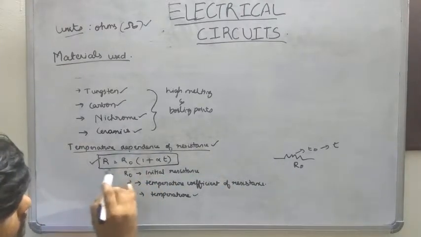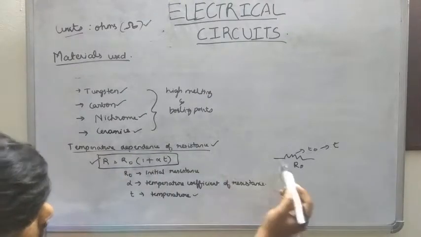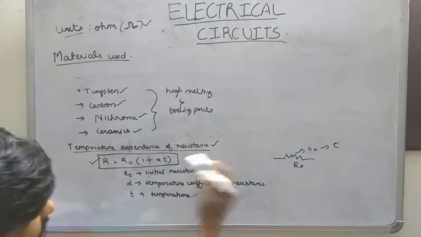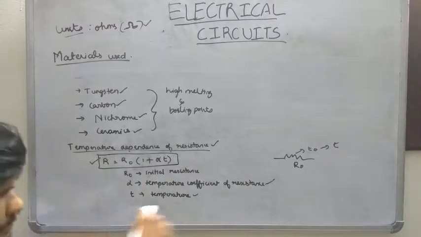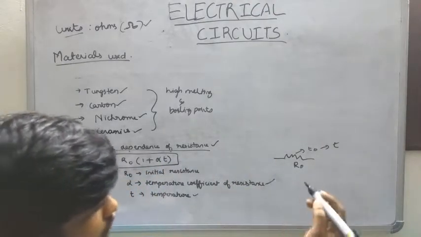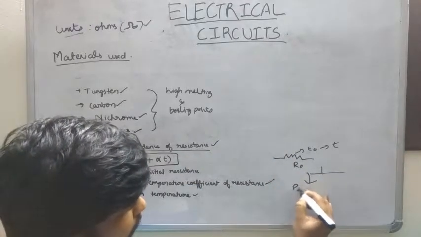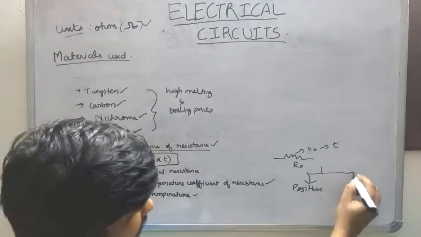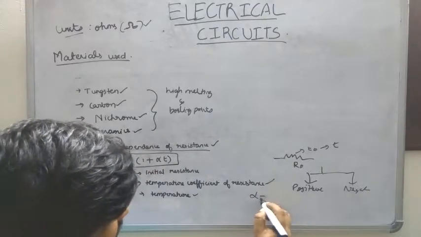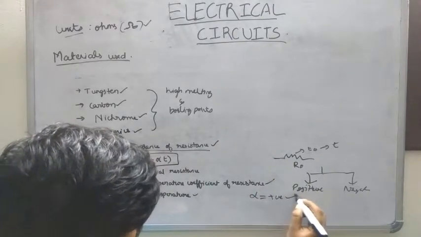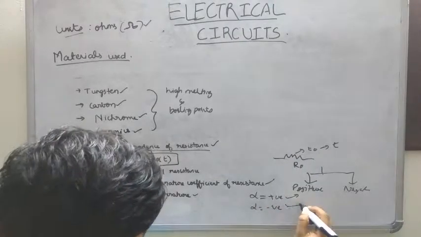It will follow this equation: R equal to R0 into 1 plus alpha T, where R0 is the initial resistance, T is the temperature in degrees centigrade, and alpha is the temperature coefficient of resistance. We can classify these resistors as having either a positive temperature coefficient or a negative temperature coefficient. If the parameter alpha is positive, then it comes under positive temperature coefficient material, and if alpha is negative, then it comes under negative coefficient material.